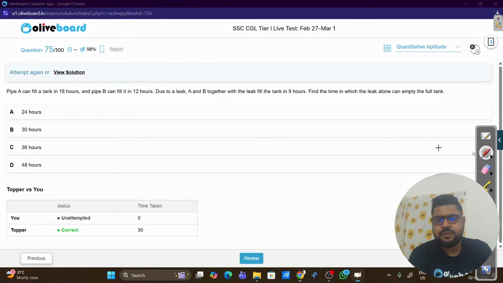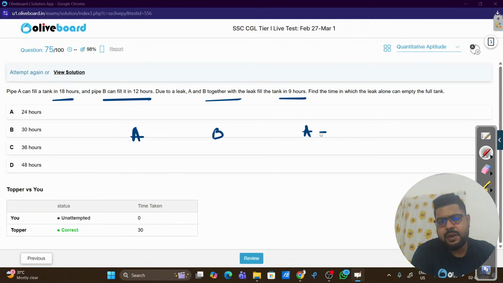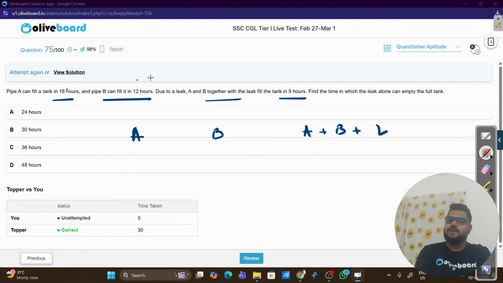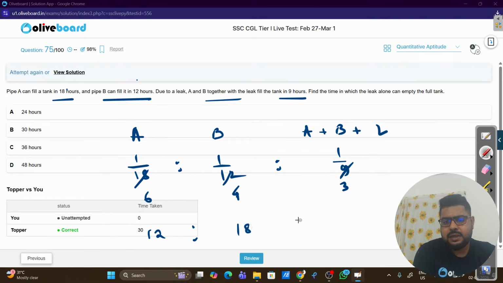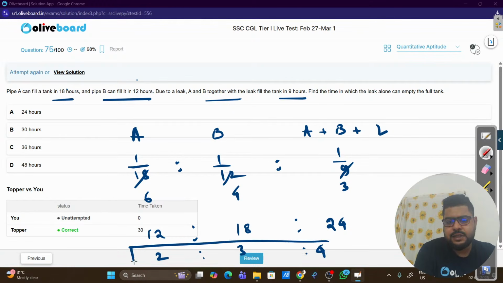Next one, please. Tank. 18 hours, 12 hours due to a leak. Sir, again, three things: A, B, A plus B plus leak. Sir, 18 and 12, if you take, you will say the efficiency ratio will be what? 1 by 18, 1 by 12, and this is 1 by 9. So 3 threes are this, 3 fours are this, 3 sixes are this. So efficiency ratio, 4 threes are 12, 6 threes are 18, 6 fours are 24. 2, 3, 4. This is the efficiency ratio.